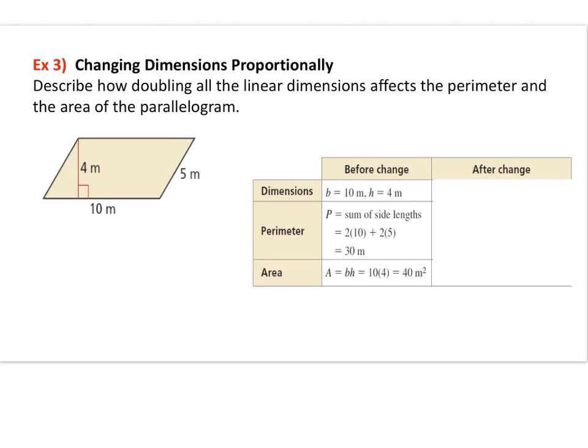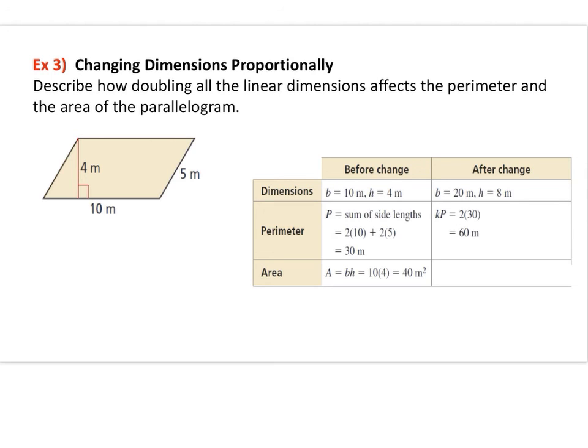So let's see how it affects when we double both dimensions proportionally. So we have now a base of 20, height of 8. Remember, k is our scale factor, so our scale factor is 2. We're doubling the dimensions. So that means it has the exact same effect on the perimeter as it does on each dimension, meaning we're going to double. So we're going to double that perimeter to be 60.